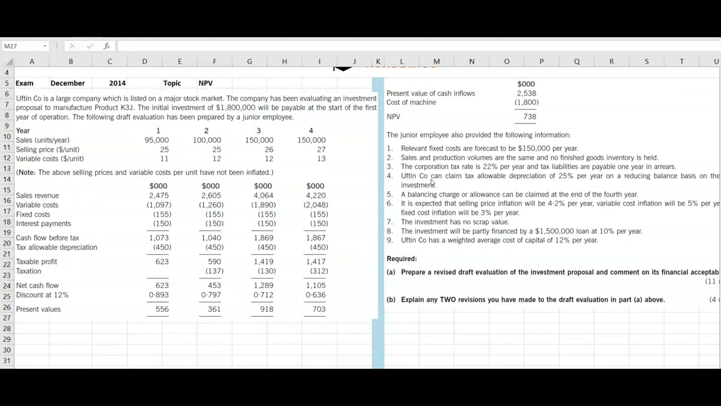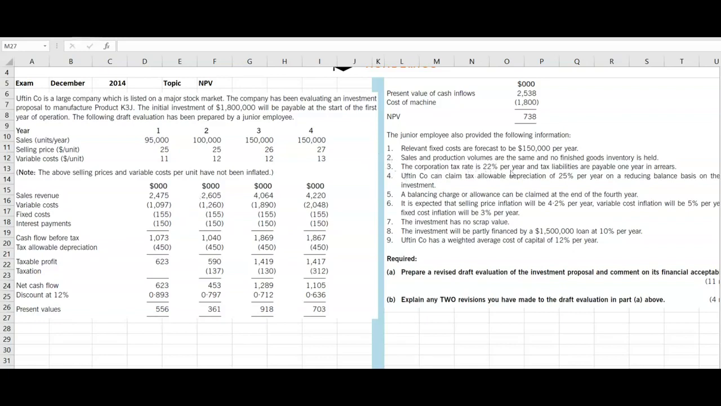So they say that relevant fixed costs are forecast to be 1,50,000 per year. So the relevant fixed cost has to be 1,50,000. Have they taken it? They have taken it as 1,55,000, but still we'll read all the notes. Sales and production volumes are the same and no finished goods have been held. So there's no mention about that in this problem.